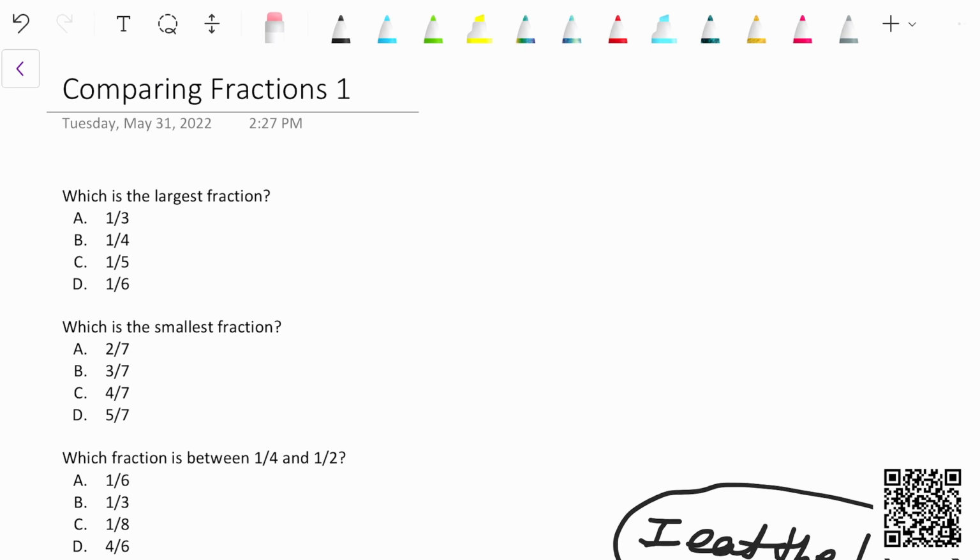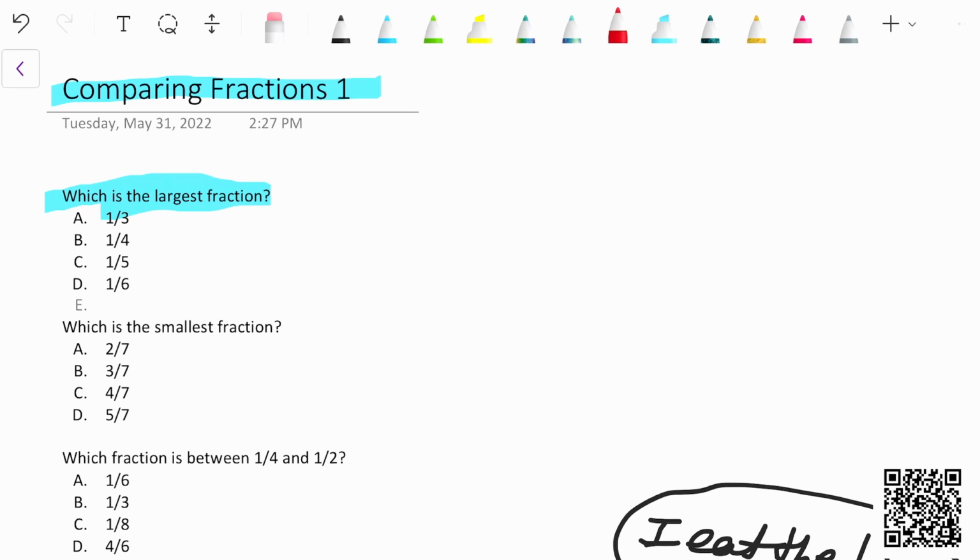So today's topic is comparing fractions. This is one of the basics of fractions in math. Today is going to be how you compare fractions, because you see all of them have different tops and different bottoms, so how do you compare them? Today's first question is, which is the largest fraction? We have 4 answer choices: 1/3, 1/4, 1/5, and 1/6.